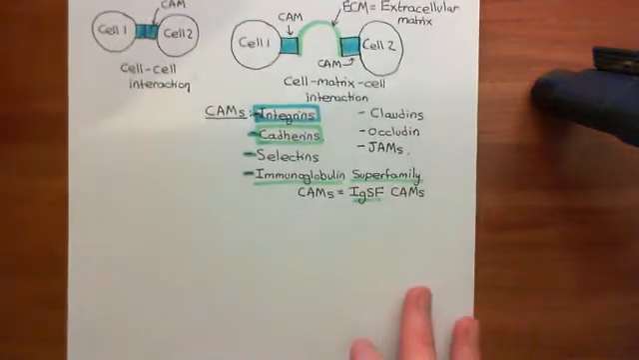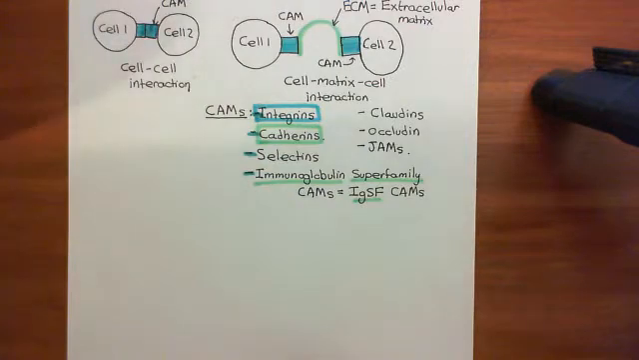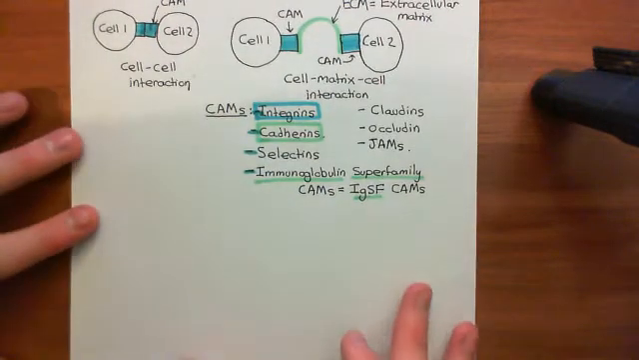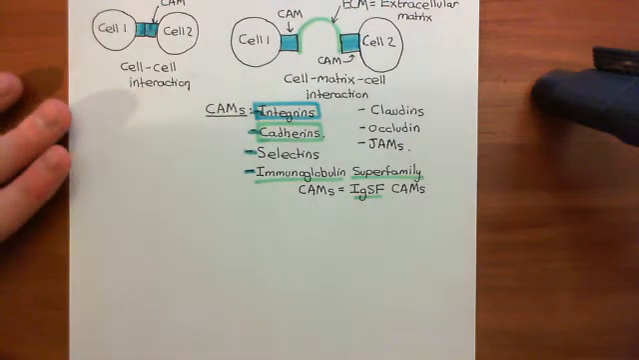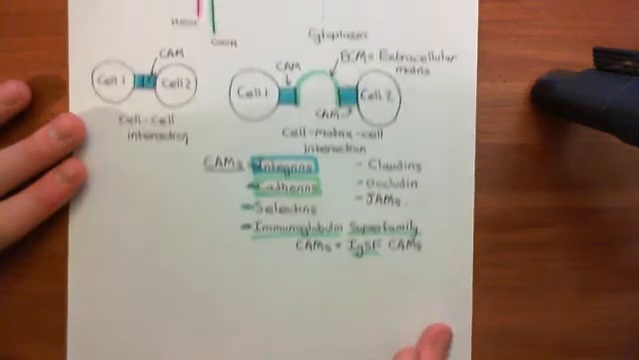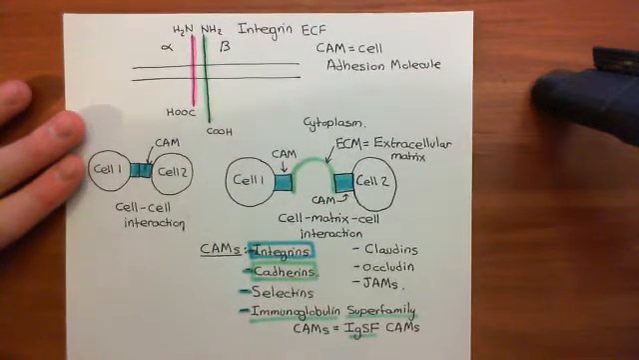So those are cell adhesion molecules then. Let's focus in on the integrins now. We've said that integrins consist of these two proteins bound together.